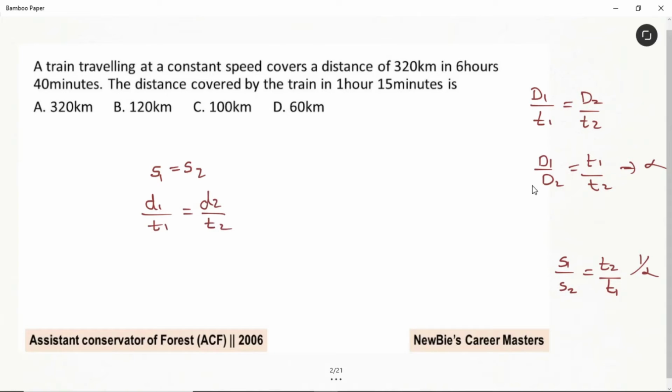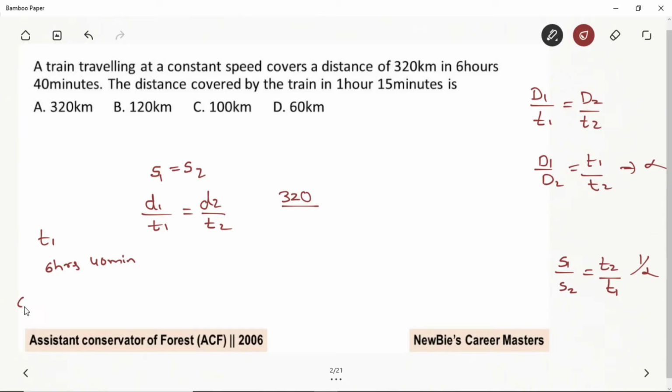See, we'll get the same equation. Okay, now first distance is 320. T1 value I'll take here, that is 6 hours and 40 minutes. There are two ways to convert this to completely hours. First way is just convert this minute to hours, that is 640 divided by 60. This is 22 by 3 and 23... What we'll get? 6, 2 by 3. So this is 18, 18 plus 2, 20, 20 by 3 hours.